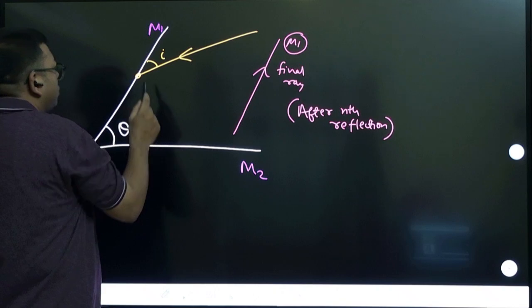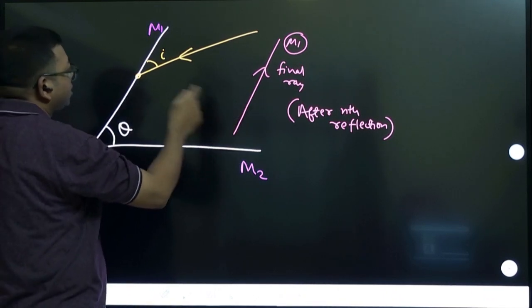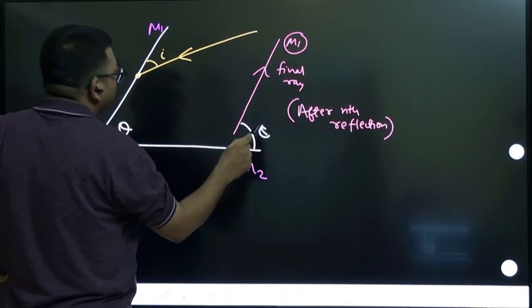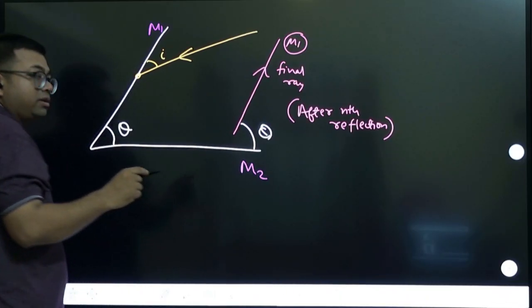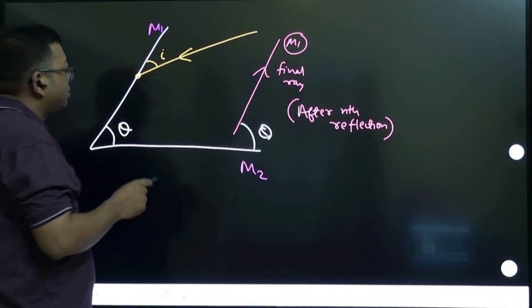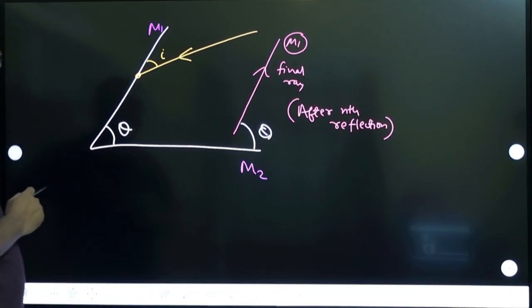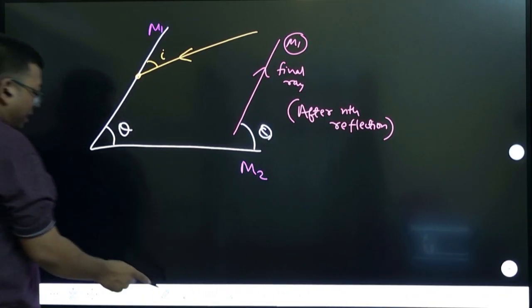So with this first mirror, it is making 0 angle, and with the second mirror, it will be making the same angle theta only. It will be coming this way, right? It is coming parallel to this mirror. So think about it, in the same manner.